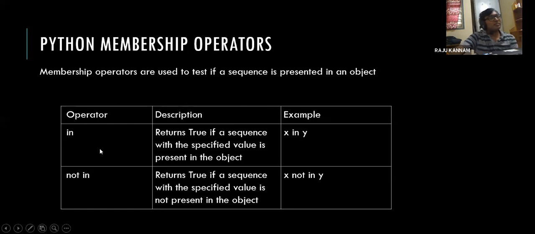Remember, these membership operators are very useful in loops. Generally we will use the for loop, and in the for loop we will use these membership operators. Here, in means if x is present in y, then it will return true. It returns true if a sequence with the specified value is present in the object. Not in is the reverse: it returns true if a sequence with the specified value is not present in the object.